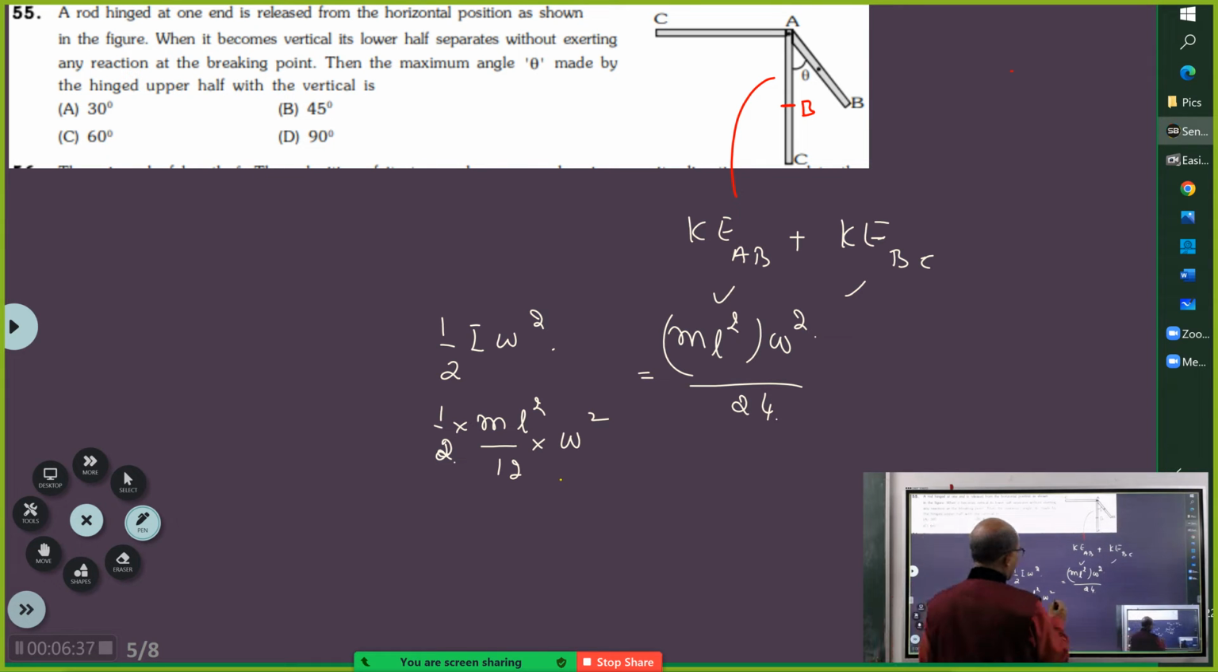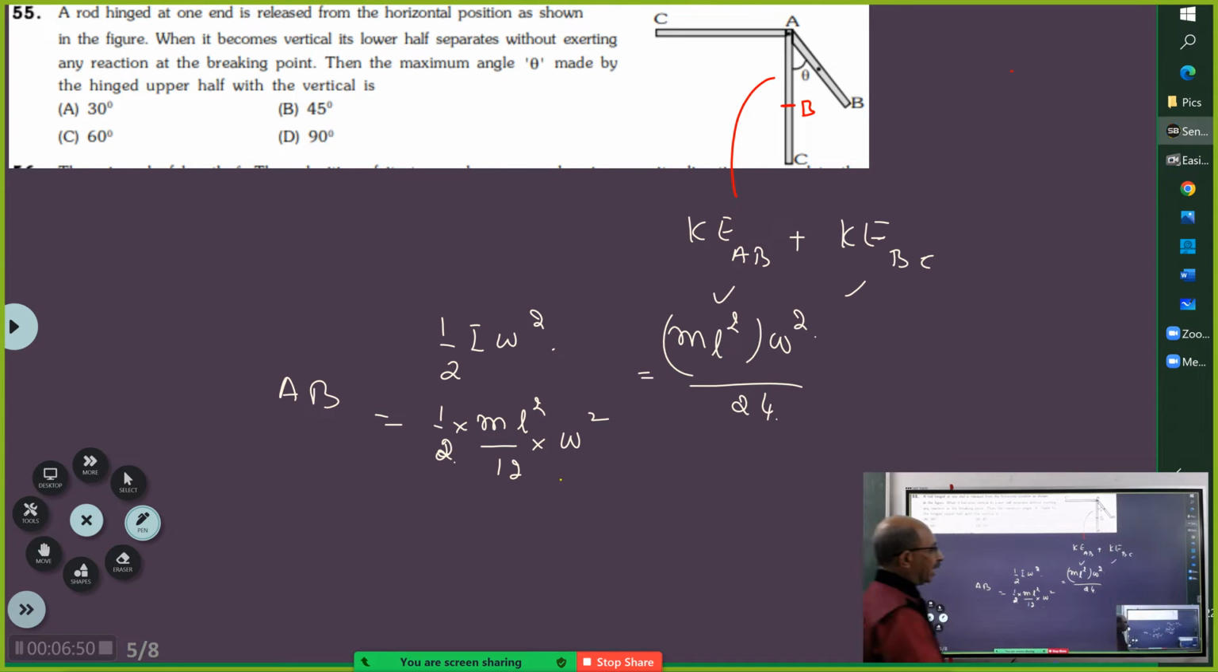This is the kinetic energy, ml square omega square by 24, of the entire rod. I am asking you only for AB, but I have only told for the entire rod AC. Then how will it be for AB?